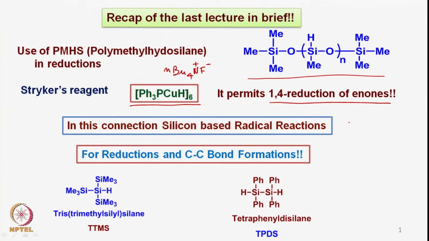And in this connection we also saw the effect of silicon based reducing agents, both triethylsilane and polymethylhydrosilane. Then we also looked at the silicon based radical reactions. In that context we saw both reductions using silane based reagents and also CC bond formations using radical based chemistry. In that context we introduced tris trimethylsilane, which is a sterically hindered hydrogen containing silane, and also tetraphenyl disilane, which is also a very nice reducing agent, and also it allows CC bond formation to take place.